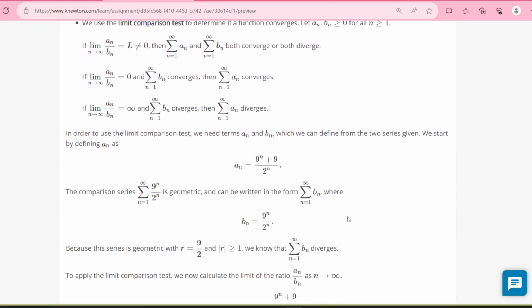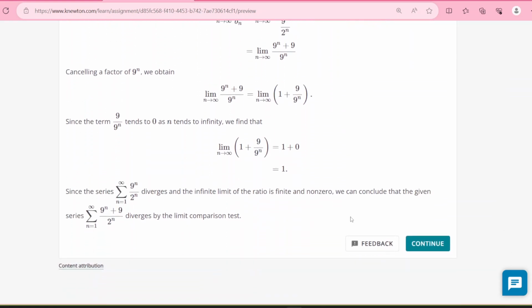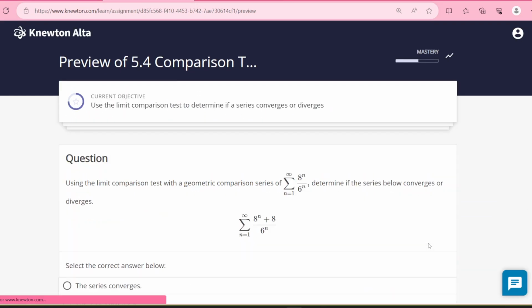All right, moving on. So this one is incredibly similar, so I'm going to leave this to you. I'm just going to describe it out loud. Instead of 9 to the n over 2 to the n, they got 8 to the n over 6 to the n.